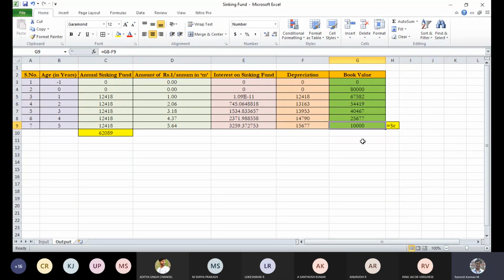So whatever the problem, to check you have to verify that the initial value should be the original cost, and the final value should be the scrap value. So that's how you have to calculate it.